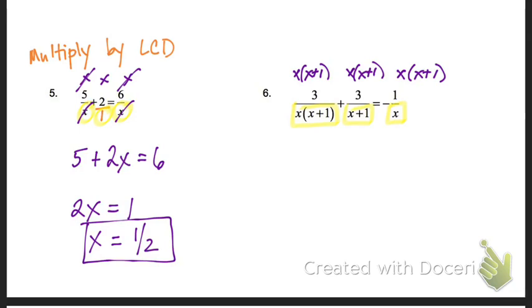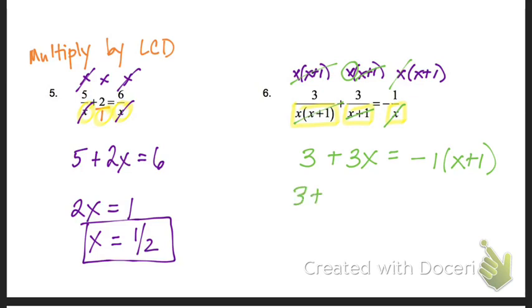In the first fraction, all of it cancels, and I'm just left with what? 3. In the second one, what cancels? The x plus 1, so I'm left with 3x. Good, because I keep the x. Equals negative. And the last fraction, what cancels? X's. So I'm left with negative 1 x plus 1. And you don't have to put the 1 there. You can if you want to.